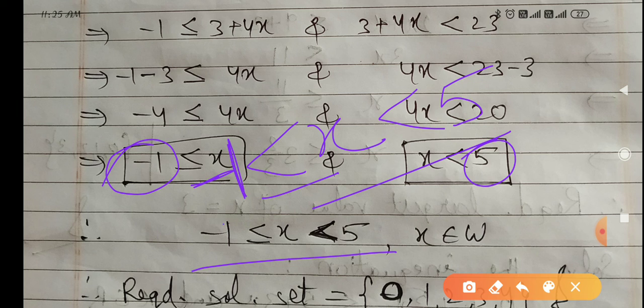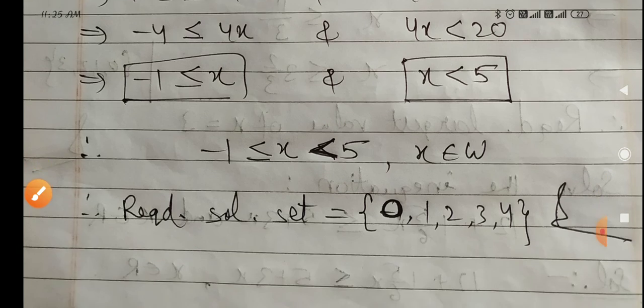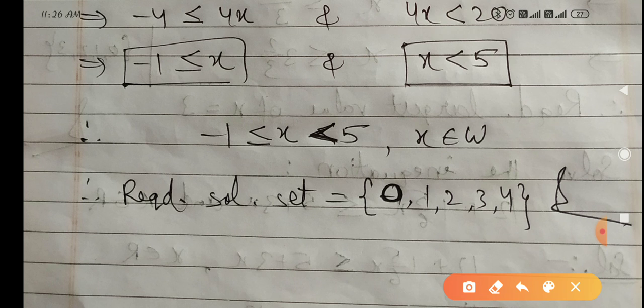Now whole numbers from -1 to less than 5, not equal to 5, because the equal to sign is not there at 5. At -1 the equal to sign is there, so -1 to less than 5, whole numbers you have to take. But you know very well -1 is not a whole number. So whole numbers start from 0. So 0, 1, 2, 3, 4. Less than 5 means till 4. So 0, 1, 2, 3, 4 are the numbers which will be taken in the solution set. So this is the required solution set.